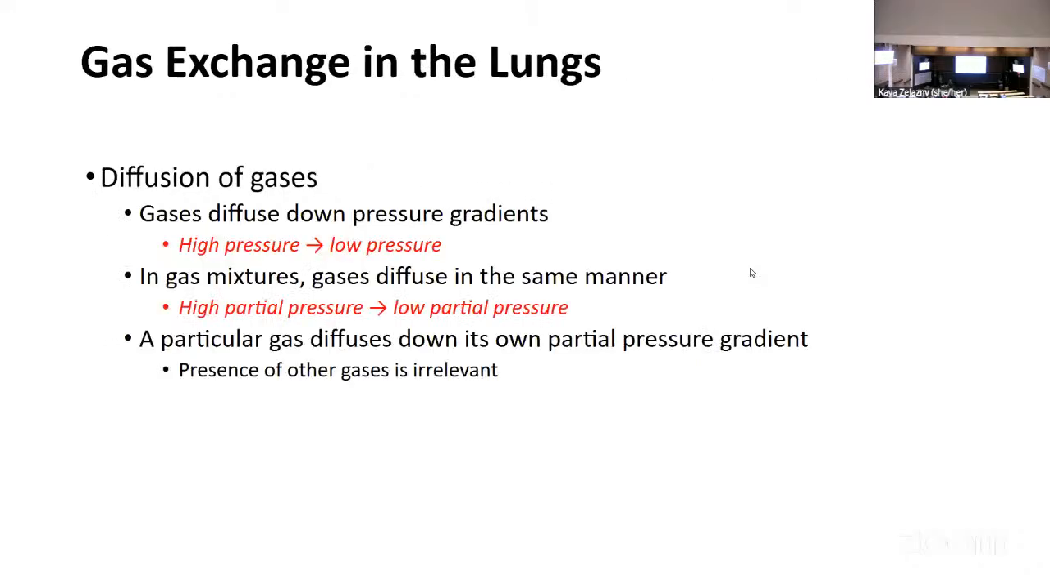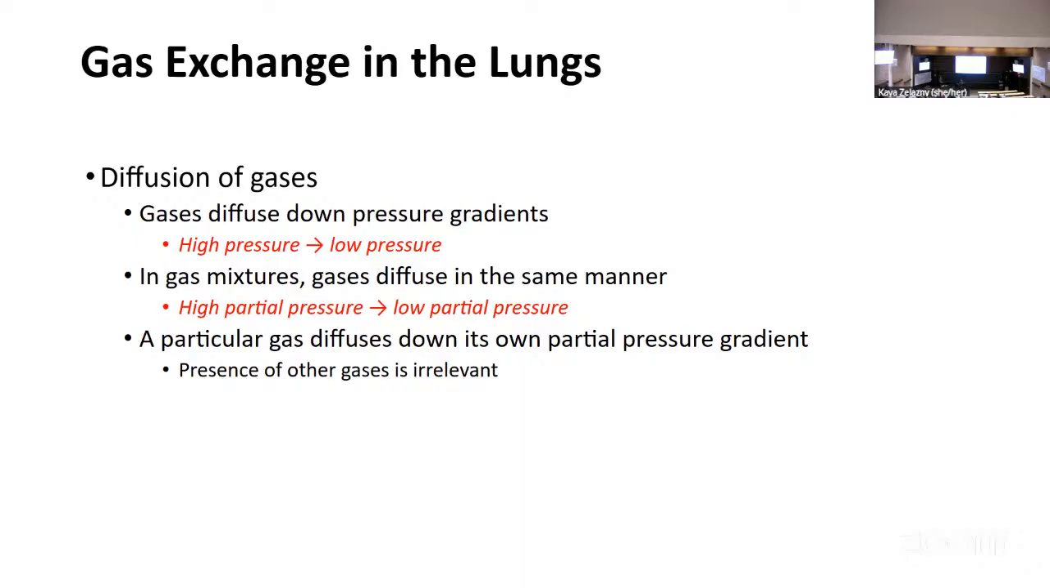Okay. So like pretty much everything else we've talked about in this class, we're going to be looking at gradients and we're going to see stuff going from high to low, right? So in the case of diffusion of gases, we're going from a high partial pressure of that gas to a low partial pressure of that gas.